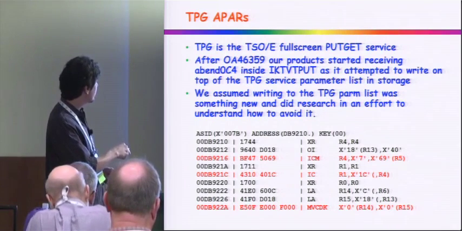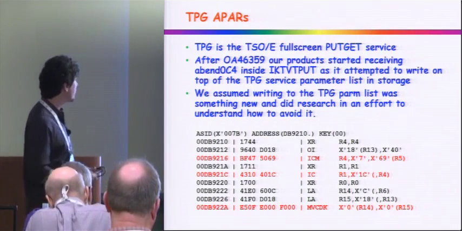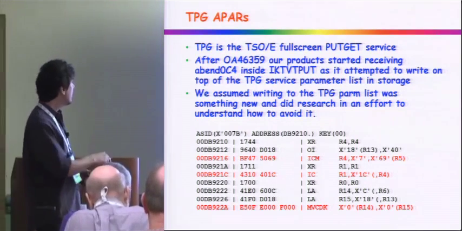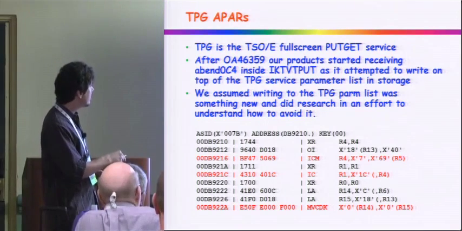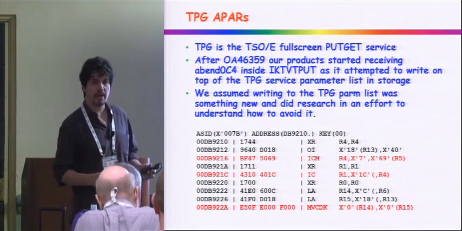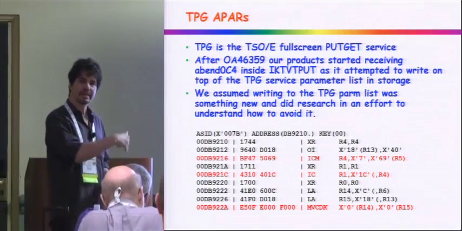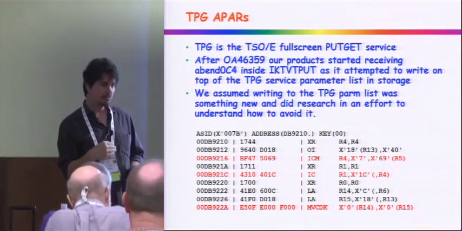But basically, there was this APAR here, OA46391, and we started getting these OC4s, and we didn't understand why, or our customers did. And it's because the TPG service inside this module, VT put, was trying to write onto the input parameter list. And it was pretty shocking.